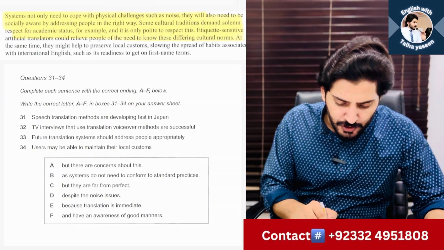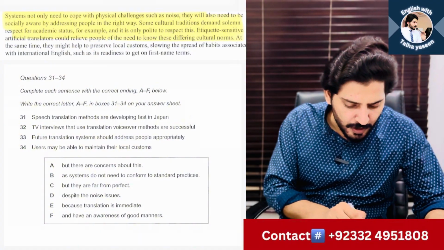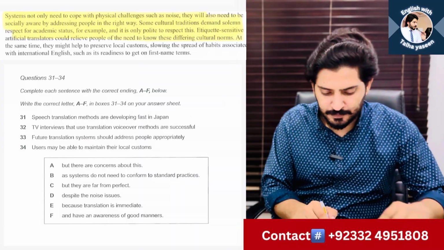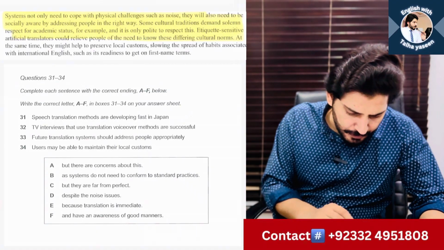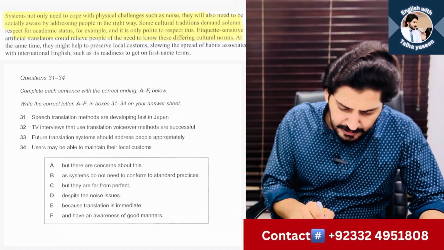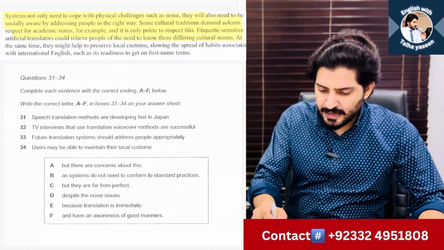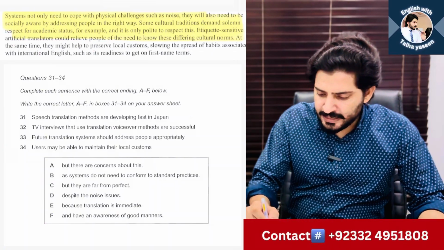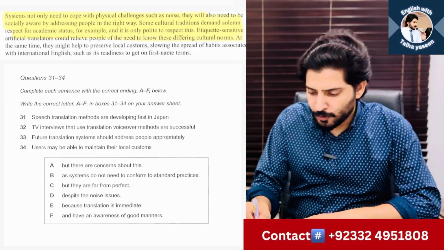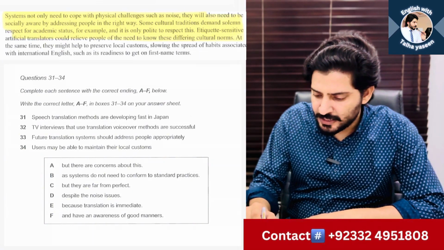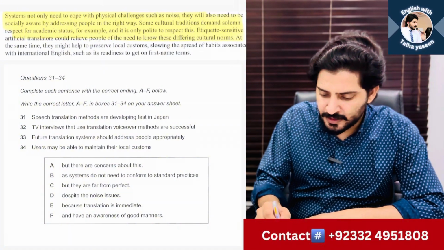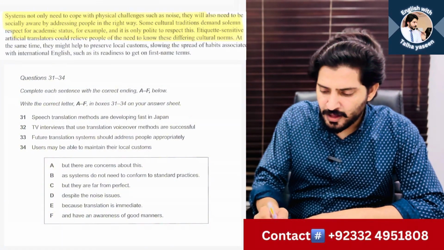Some cultural traditions demand solemn respect for academic status. For example, it is only polite to respect this. Etiquette sensitive artificial translator could relieve people of the need to know these differing cultural norms. Yes, F will be the right option, and have an awareness of good manners. Cultural norms mean good manners. So future translation system should address people appropriately and have an awareness of good manners. We will write F in front of 33.